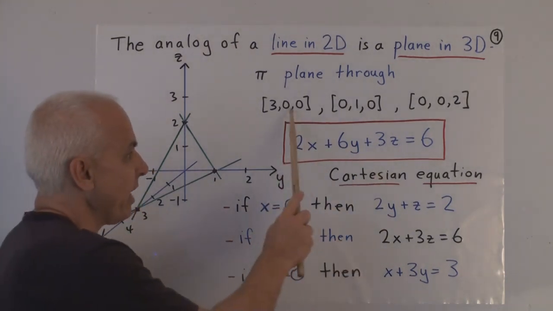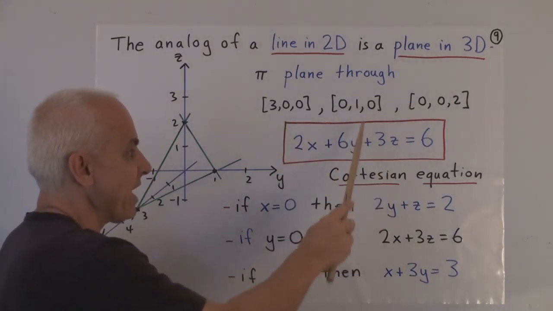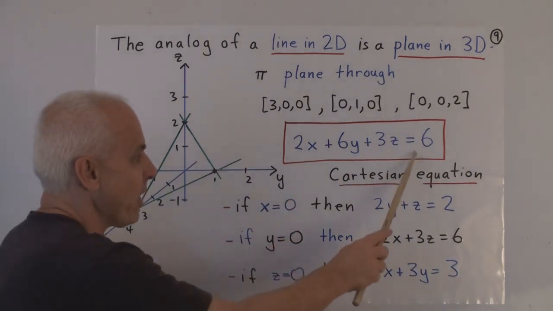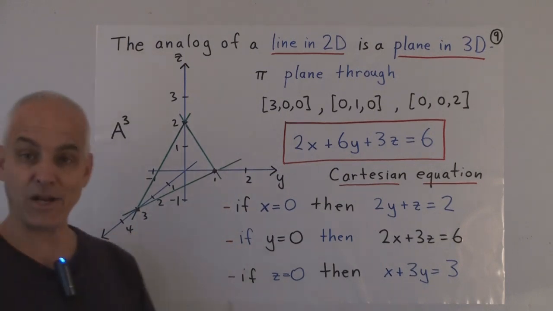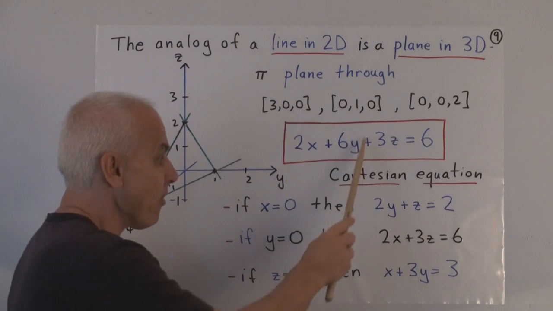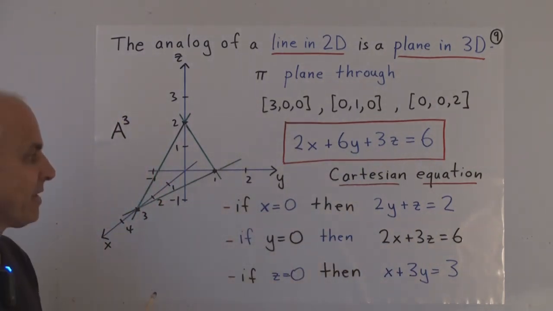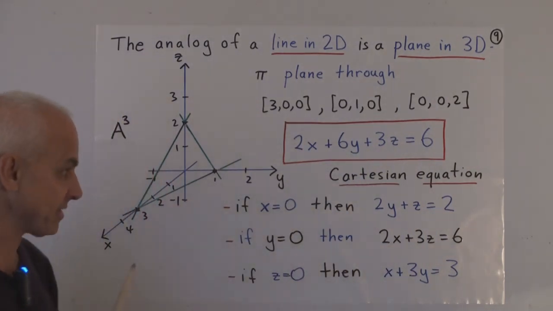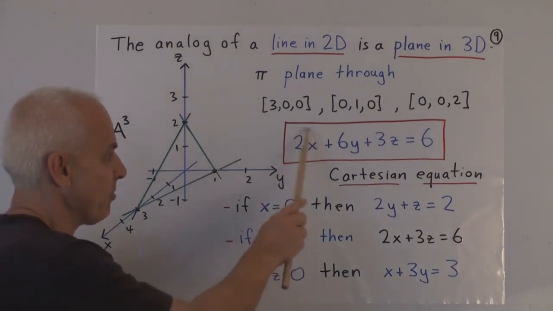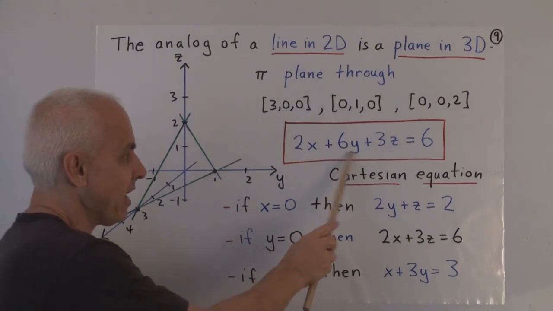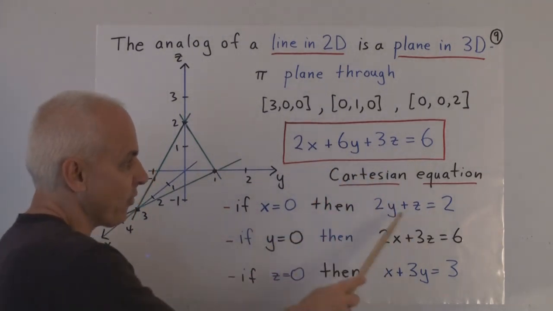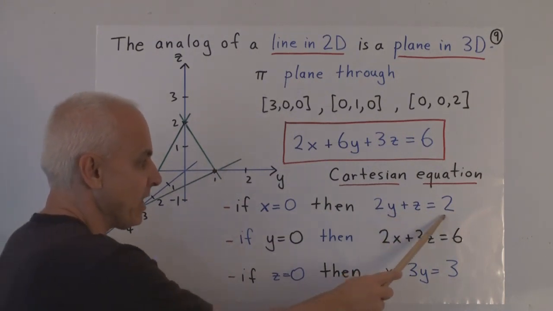This is the equation of this plane because each of these points satisfies the equation of the plane. This is called the Cartesian equation of the plane, and it's a direct analog of the equation for a line in 2 dimensions. We're just adding one more variable. So some special cases involving this plane. If we set x equal to 0, that term becomes 0, then we get an equation only involving 2 variables. 6y plus 3z equals 6, or if we divide by 3, 2y plus z equals 2.